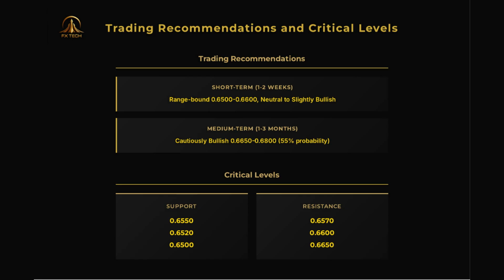Critical resistance levels include 0.6570, which has capped recent rally attempts, 0.6600, the upper boundary of the current range and a psychological level, and 0.6650, the first target in the bullish medium-term scenario. These levels provide a clear framework for risk management and position sizing.